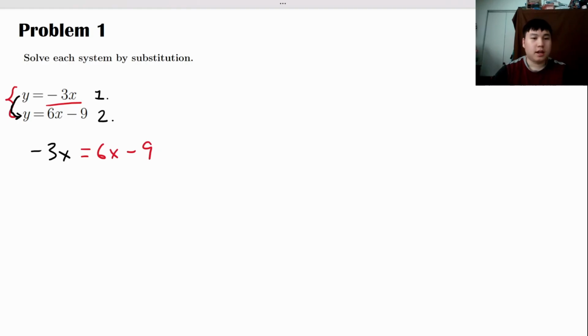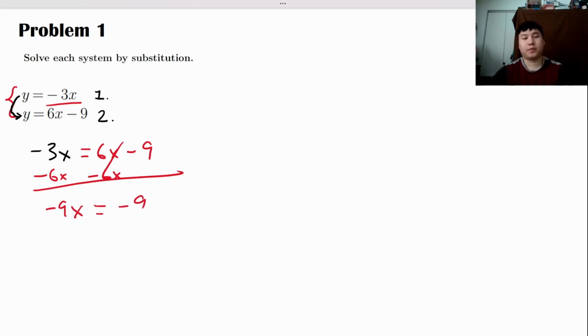Now what I want to do is isolate x, so subtract 6x from both sides. That cancels out, and that gives me negative 9x. Now we have negative 9x equals negative 9. And now what should we do? If you say divide, that is correct. Because of order of operations, in order to isolate x, since multiplication and division are opposites of each other, you can undo that by dividing. Negative 9 over negative 9 is just 1. So we're left with x equals positive 1.